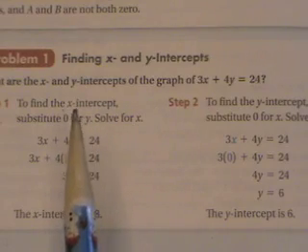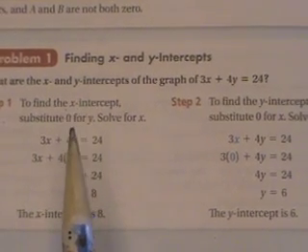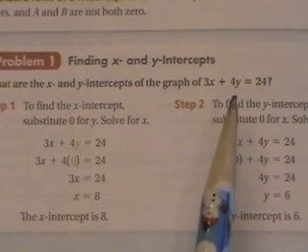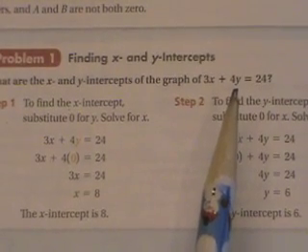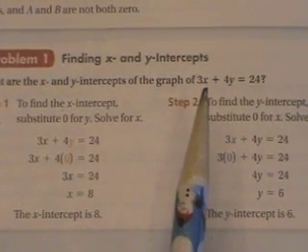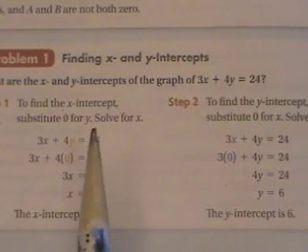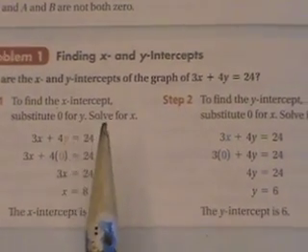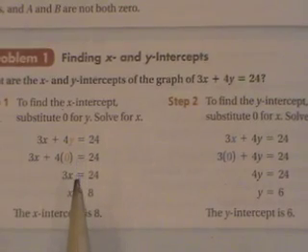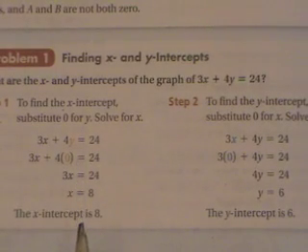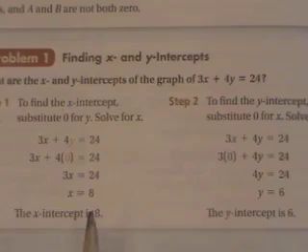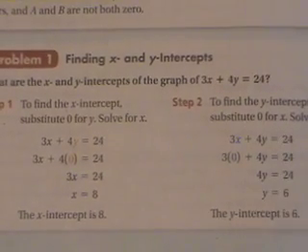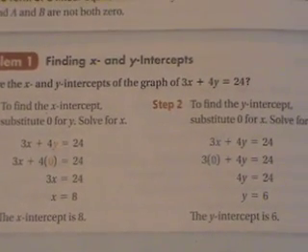If you want to find the x-intercept, put in 0 for y. Y has no value when this graph crosses the x-axis. So put in 0 for y and then solve for x, which is fairly straightforward. The x-intercept is 8.